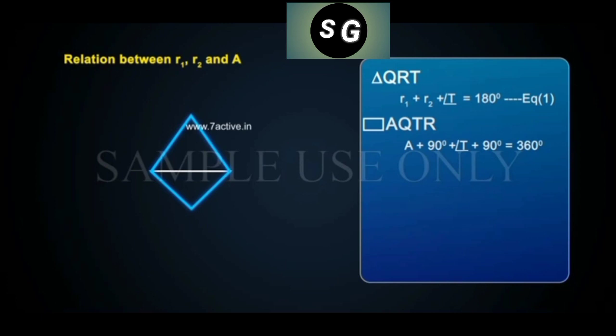Quadrilateral AQTR: angle AQT plus angle ART plus angle QTR equals 360 degrees.